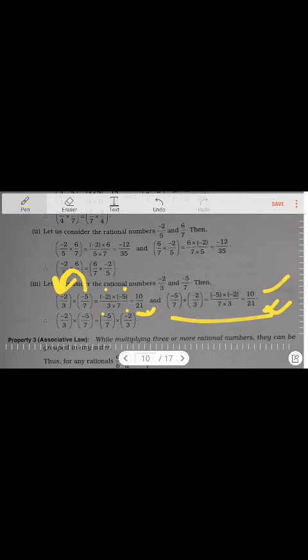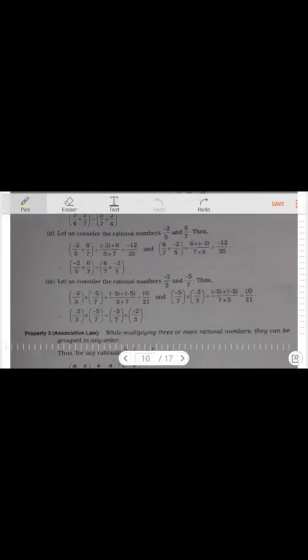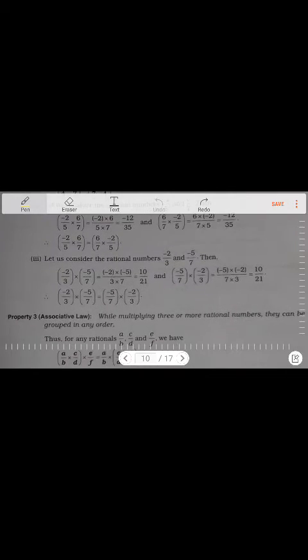That means either it is minus 2 by 3 into minus 5 by 7, or it is minus 5 by 7 into minus 2 by 3. In both cases the solution is the same. So this proves, with three different types of numbers we have taken, that for every rational number the commutative law exists and follows. If you see property 3, it is about the associative law.